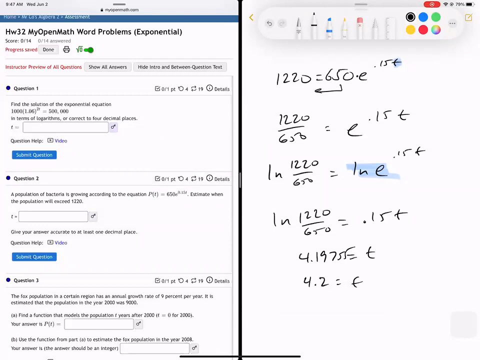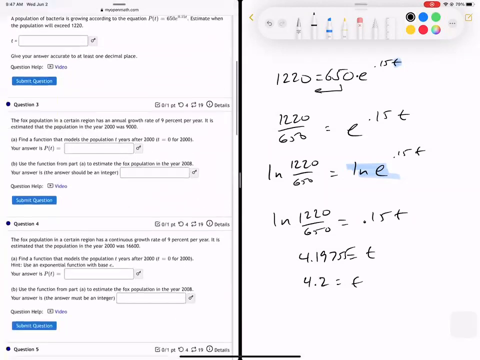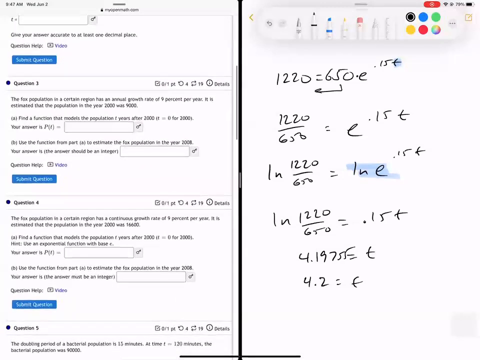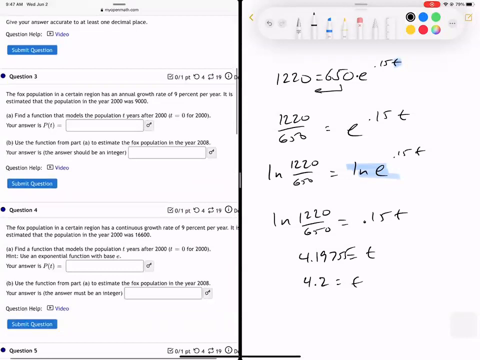So these questions actually don't take that much time. These are already set up for us, good to go. Now, the next question here is not set up for us. And question number 3 is not set up for us. So we're going to have to set it up ourselves.